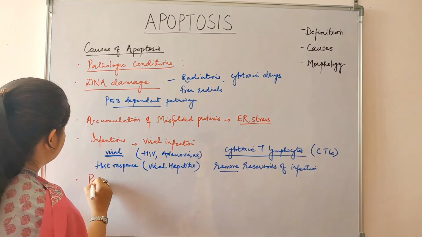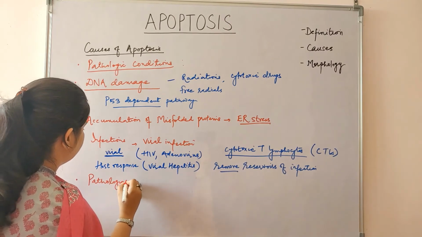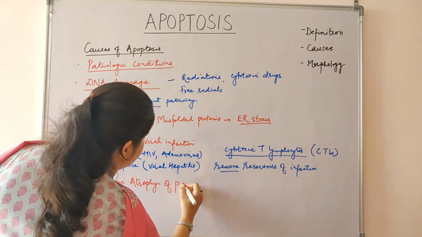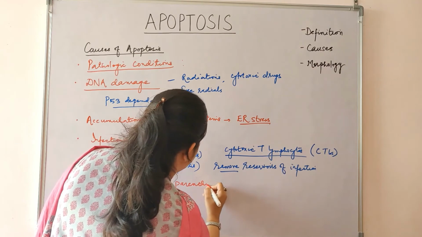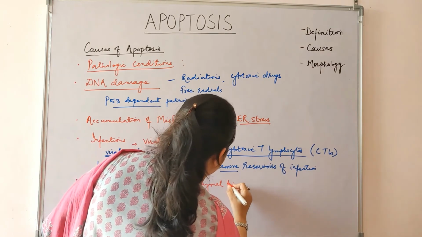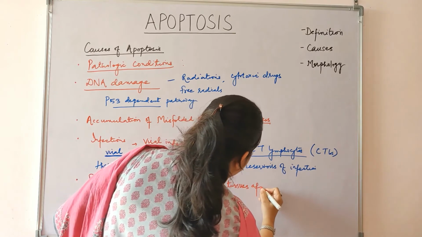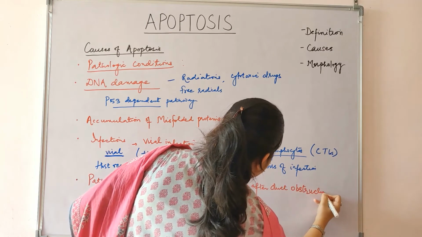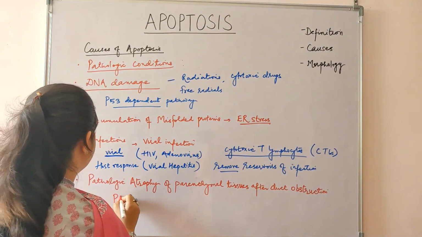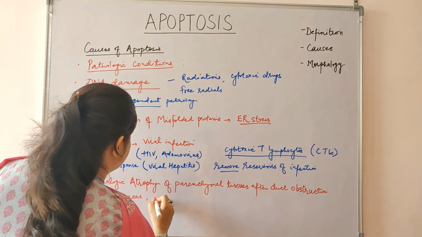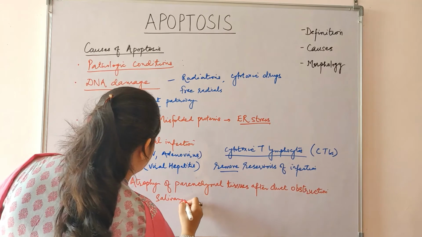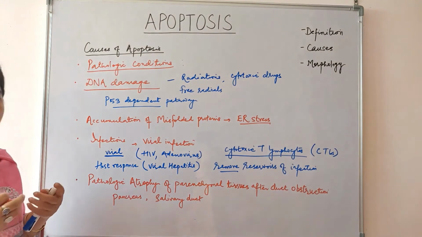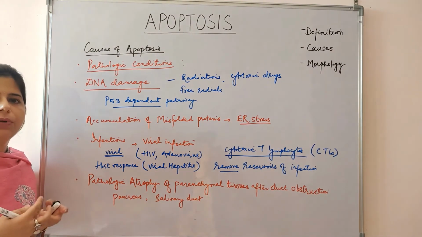Next is the pathologic atrophy of parenchymal tissues or organs after duct obstruction. This is seen in the pancreas and the salivary glands. So when there is duct obstruction, the tissue undergoes cell death, or it regresses in size due to apoptosis.